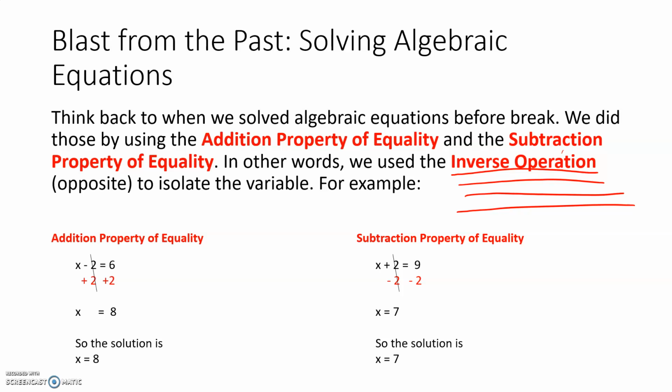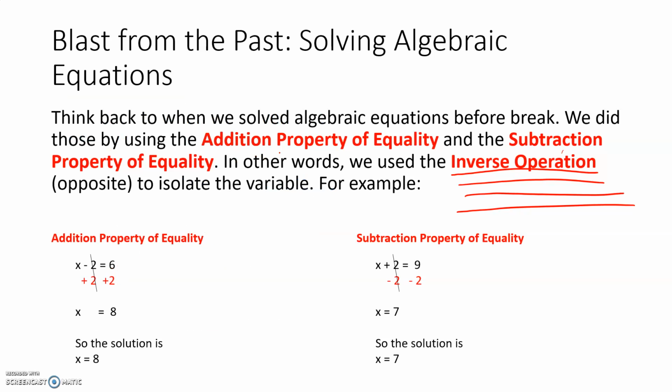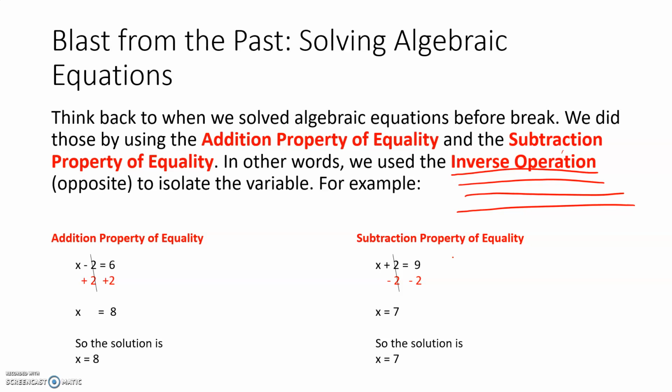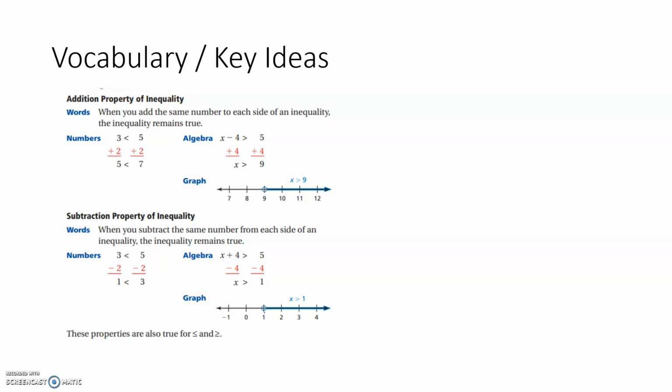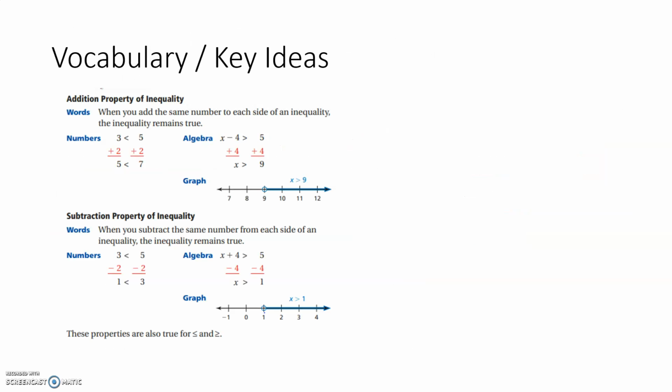Okay, and so why am I showing you this? If you notice, addition property of equality, equal sign. Addition property of inequality, an inequality symbol. Subtraction property of equality, equal sign. Subtraction property of inequality, an inequality symbol. But the same rules still apply. To solve an inequality, you must do the inverse operation. So if you look at these examples real quick, we'll do this in examples after this video.